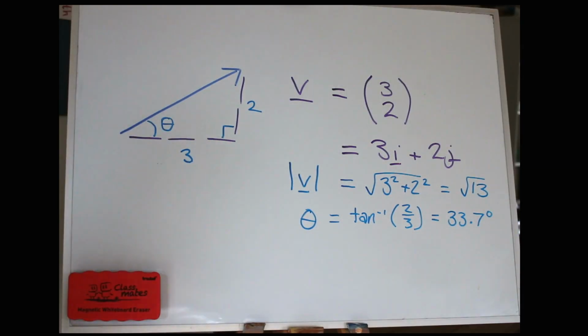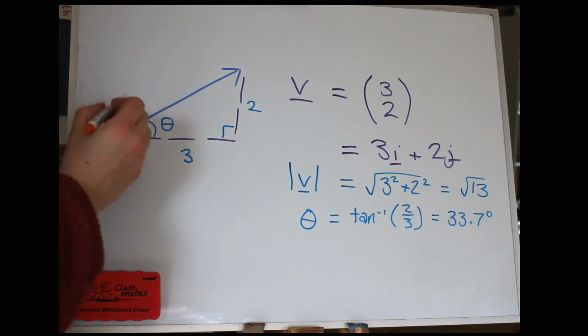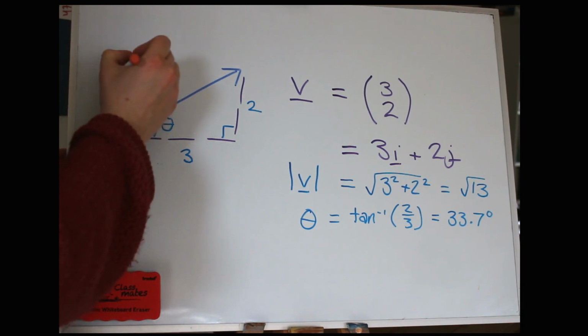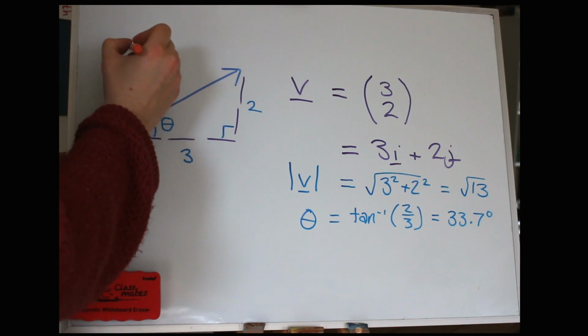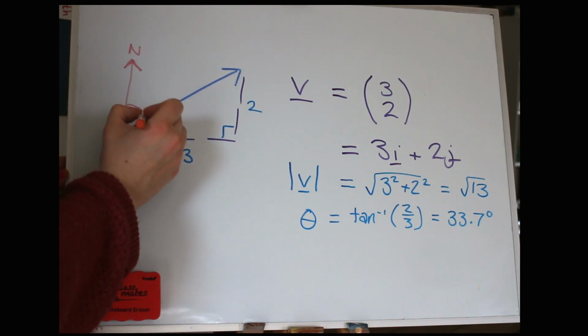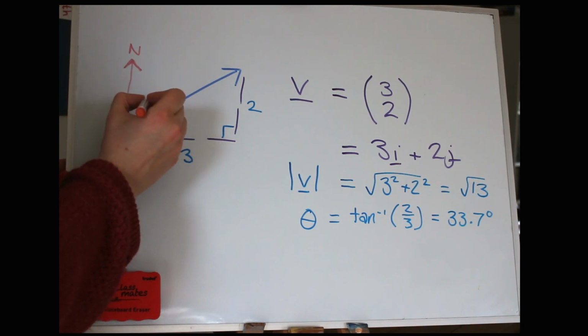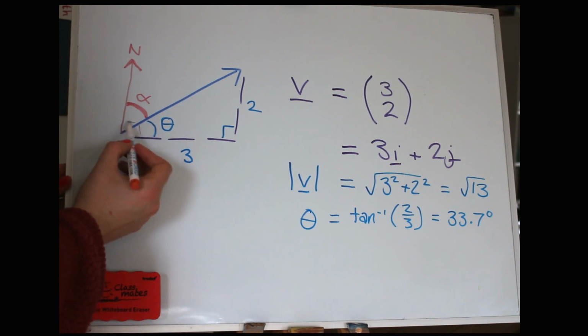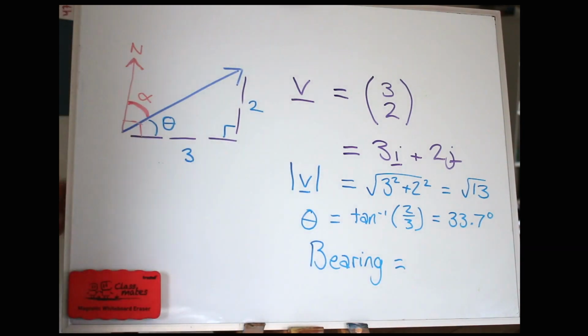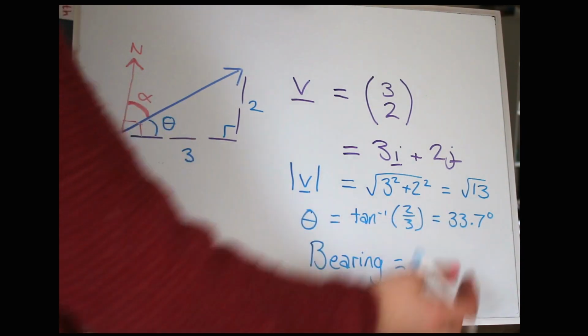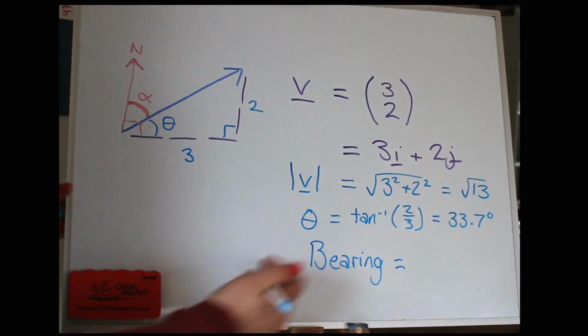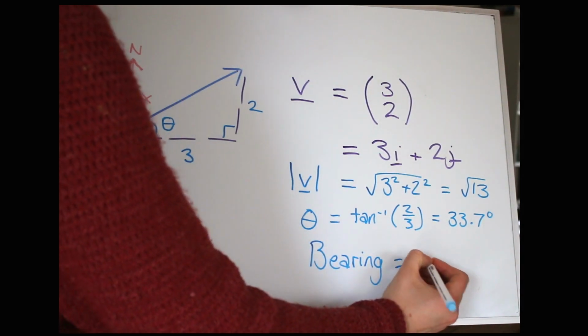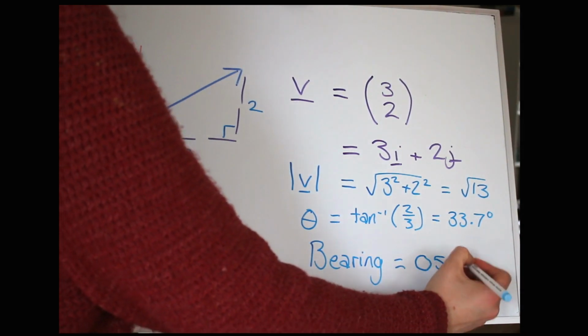Another way that you can write the direction is using a bearing. You may know that bearings are always measured from the north line round in a clockwise direction. So the bearing of this vector would be this angle here, I'll call it alpha, and that would be 90 degrees take away that theta. To the nearest degree, 90 take away 34 gives me 56, and a bearing is always written in 3 figures, so 056.